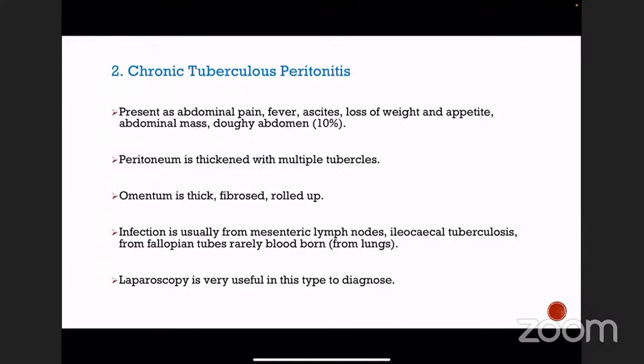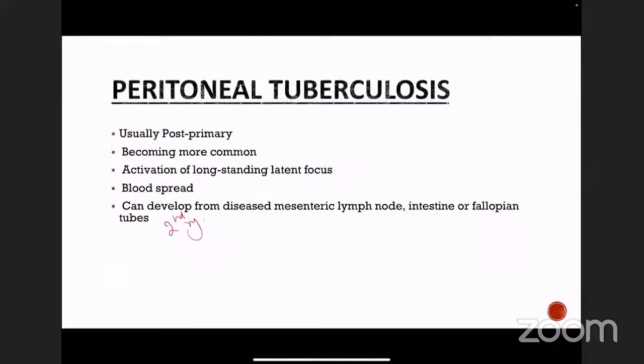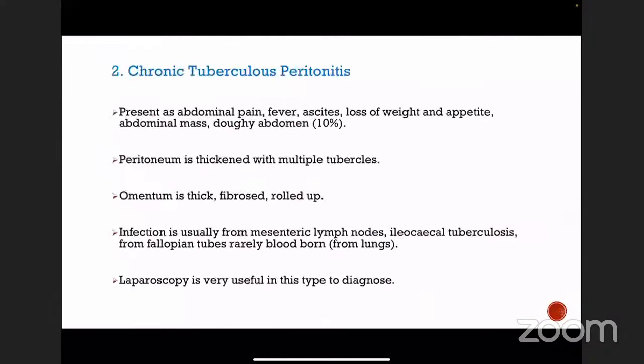So it presents with abdominal pain, fever, ascites, loss of weight, loss of appetite, abdominal mass, and a doughy abdomen. The peritoneum is thickened with multiple tubercles, as you have seen in the previous slide. The omentum is also thickened, fibrous and rolled up. Infection is usually from the mesenteric lymph nodes.